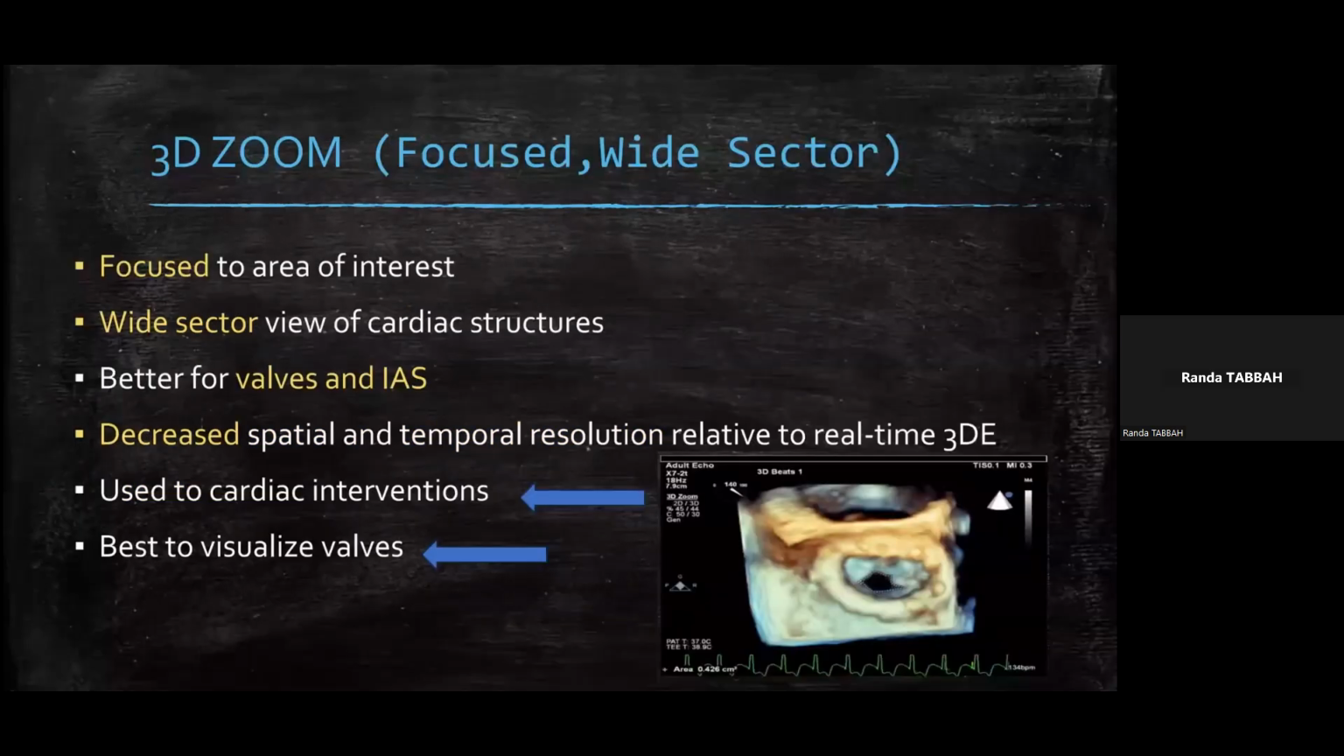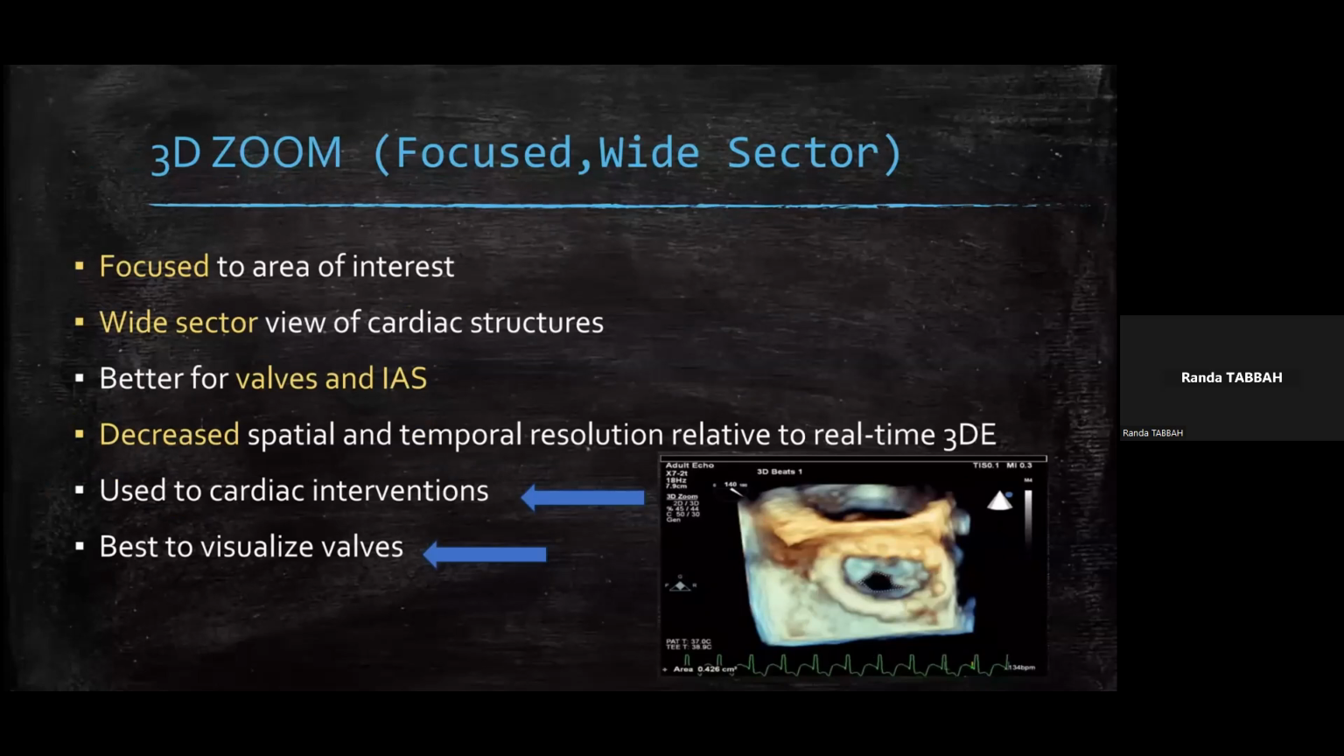We have also the 3D zoom, focused and wide sector. You can see here the mitral valve, and we can see the other structures with the mitral valve. So that's why we have a wider sector. It's better for evaluation of the valves and the interatrial septum, and it is used when we go with cardiac interventions.